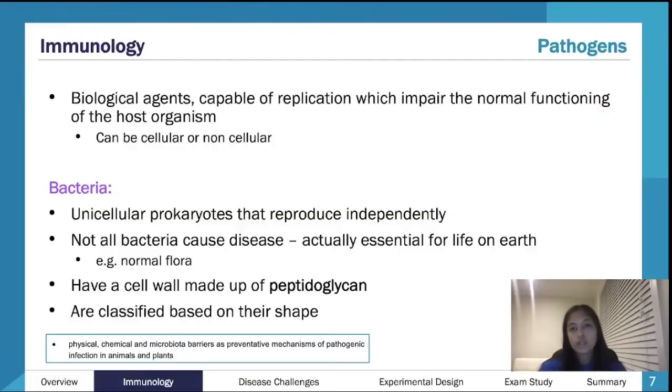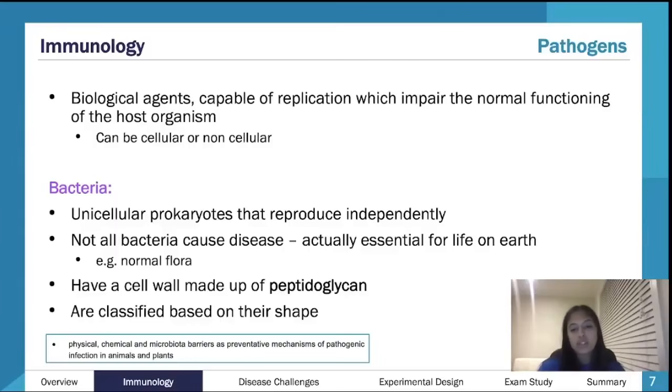Sometimes you might call them opportunistic pathogens. That's when bacteria that perhaps exist on your body and don't usually cause disease suddenly get the opportunity to, and then they do so. So that's just a bit of an example there.